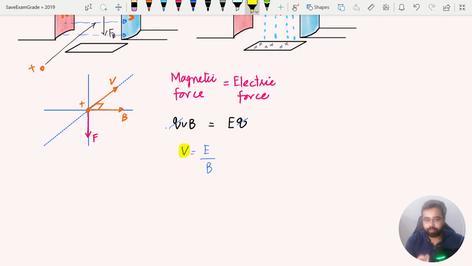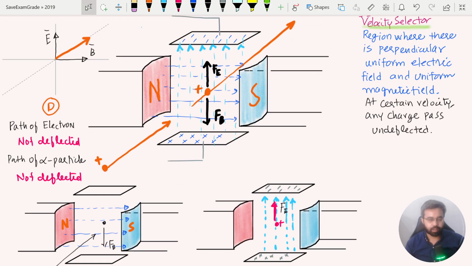So no matter whether you throw the electron or the alpha particle, it will not deviate in any other direction, because the velocity is directly proportional to the electric field strength and inversely proportional to the magnetic field strength. So option D is the right answer. Electron and alpha particle both will not deflect, because the velocity is independent of the magnitude of charge.